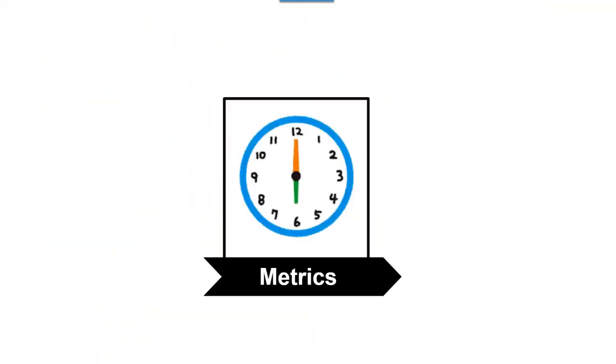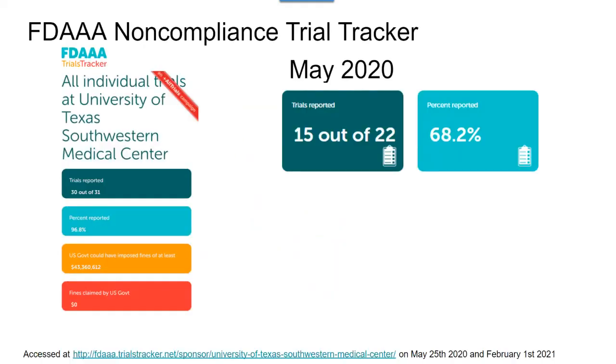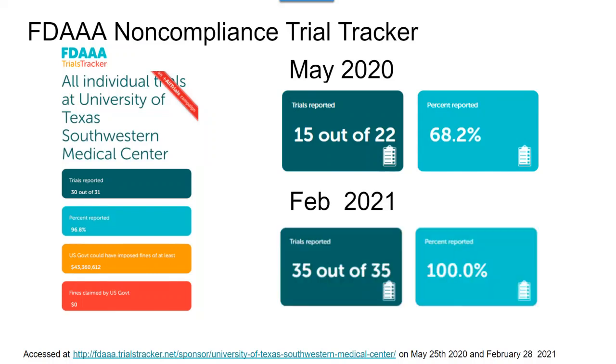So now let's talk about metrics. According to the FDAAA Compliance Trial Tracker website, our compliance rate was 68.2% last May. This public website takes data from the public ct.gov interface. So this is what the public sees in terms of UT Southwestern compliance for FDA regulated trials.